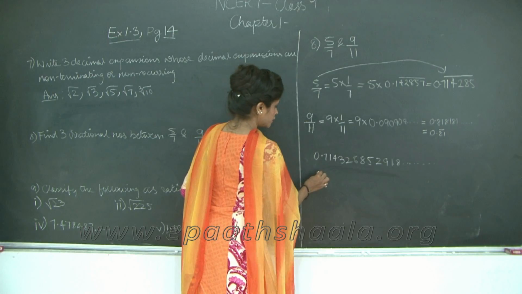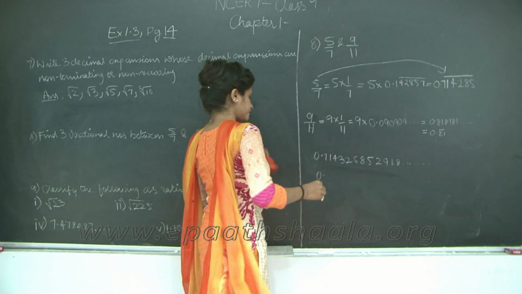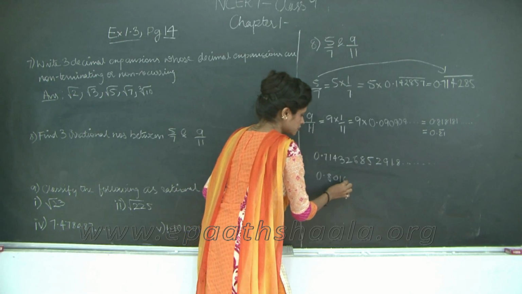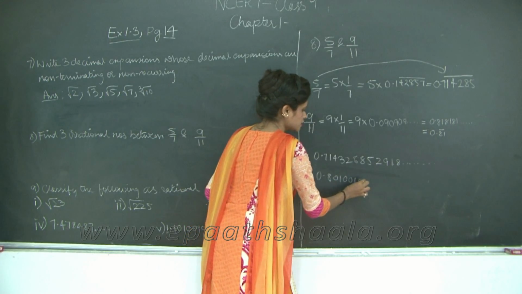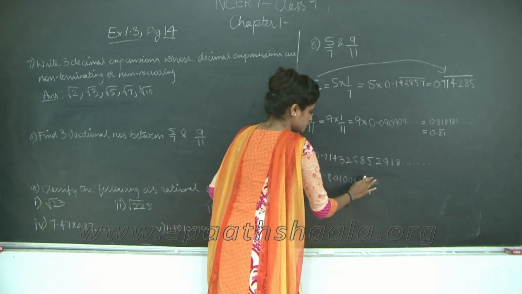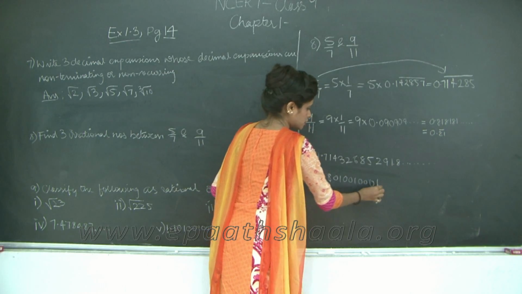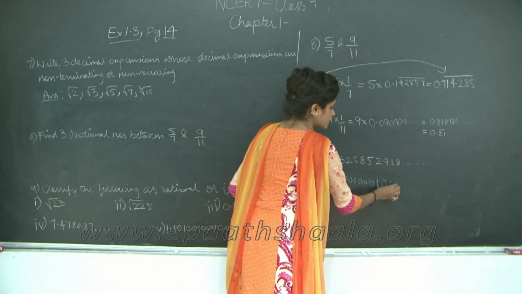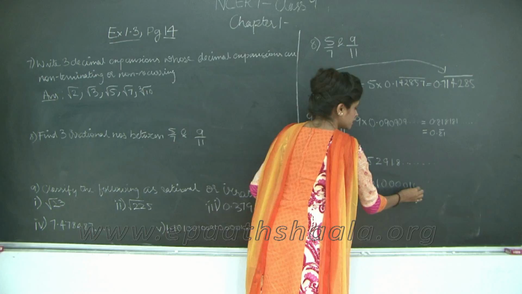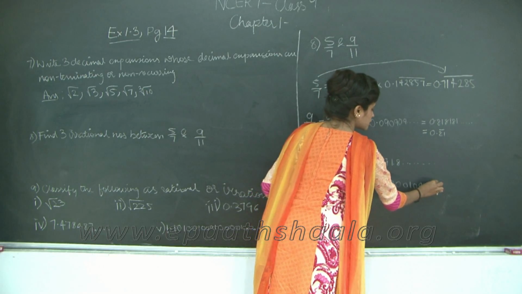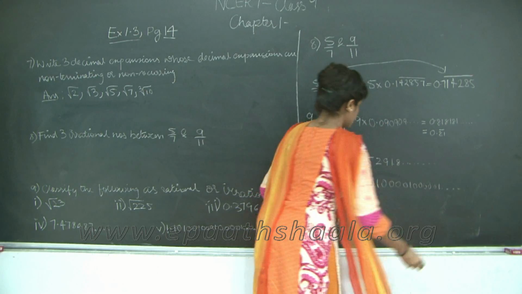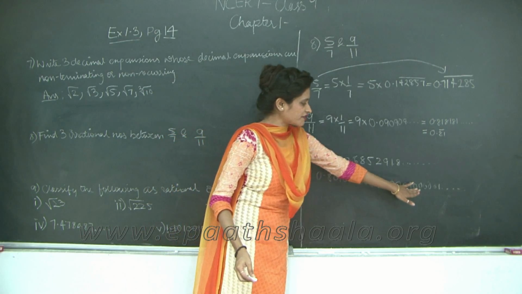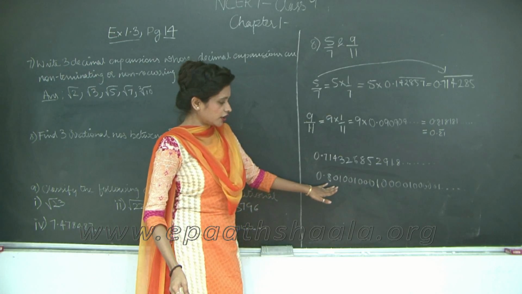I can take another number, 0.801, 001, 001, 101, 001, 0001, then 4 times 0, 1, then 5 times zeros, 1, and so on. See, we have 01, 001, 0001, 4 times 0 then 1, 5 times 0 then 1. So even here no pattern is repeating.